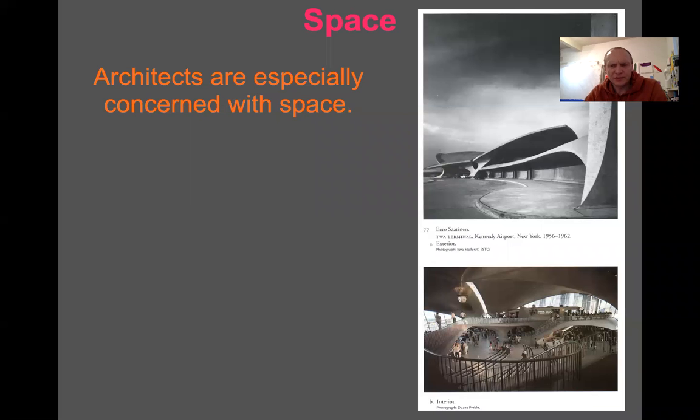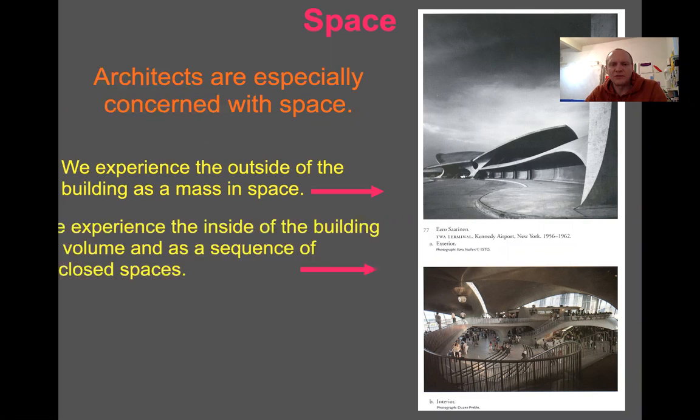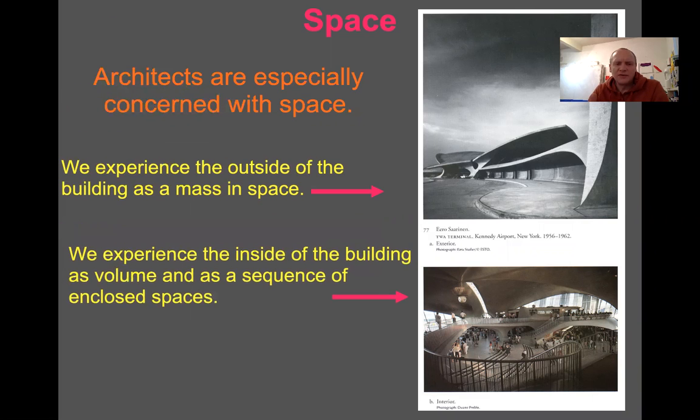Architects are particularly concerned with space. We experience the outside of a building as a building that has mass, essentially an object, whereas when we're looking at the inside of a building, we see it as a volume and as a sequence of enclosed spaces. From the outside, it's a thing. From the inside, we're seeing the inside of the thing.